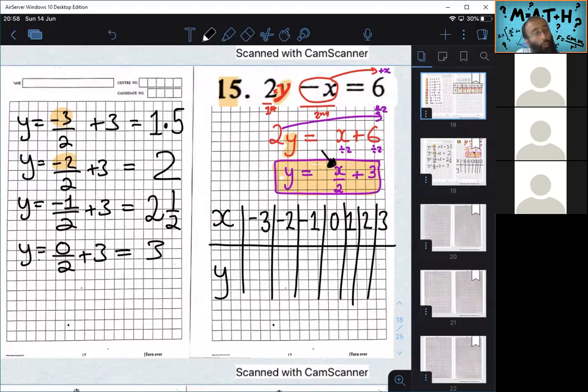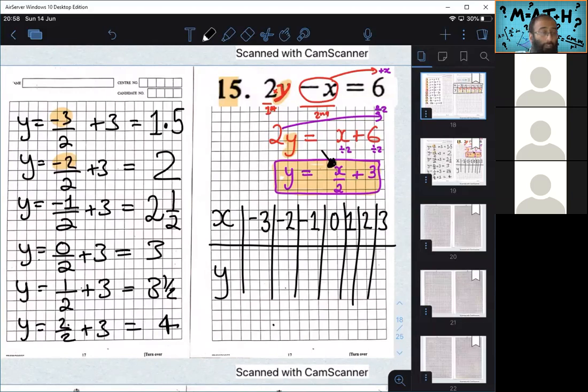Okay, now Salih, do 1 for me, please. 1. 1 over 2, which is a half, and then it's plus 3, 3.5. Okay, do 2 for me. y equals 2 over 2 plus 3. 2 over 2 is 1, and then plus 3 is 4.